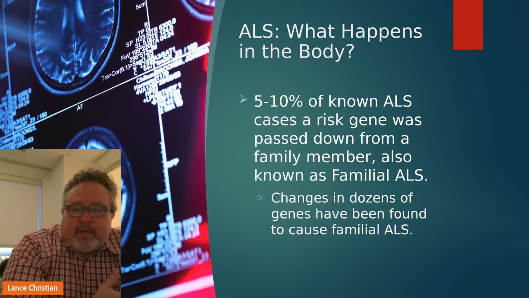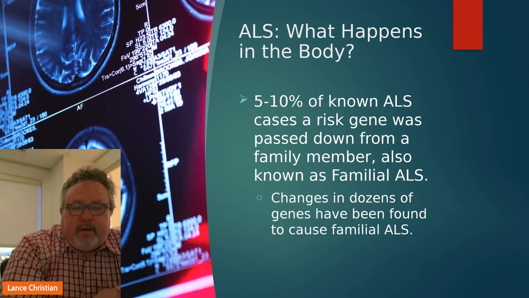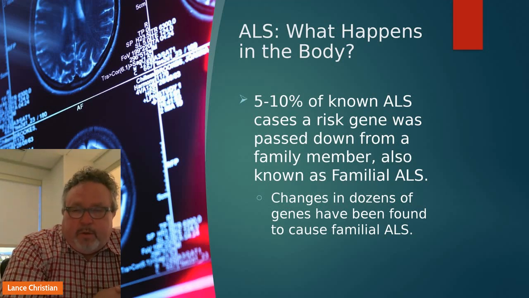So around 5 to 10% of cases, there's a known familial or genetic risk connected to ALS. So there are multiple genes that are connected to ALS. Researchers have identified over 40 genes that may be connected to ALS. The most common ones are C9orf72, SOD1, ALS2 or ALSIN, and FUS.